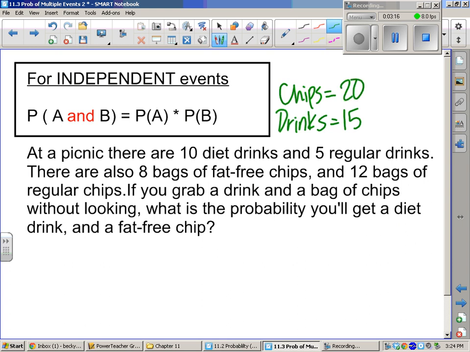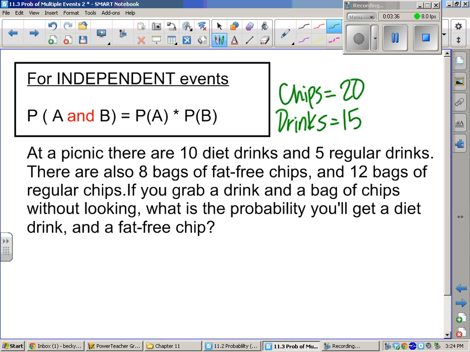Good. If you grab a drink and grab a bag of chips without looking because you're in a hurry to get to the volleyball game, what's the probability you'll get a diet drink and a fat-free chip? Well, we have to determine whether these are independent or not. And I think that chips is like your milk and your cookies. Yeah, they don't affect each other.